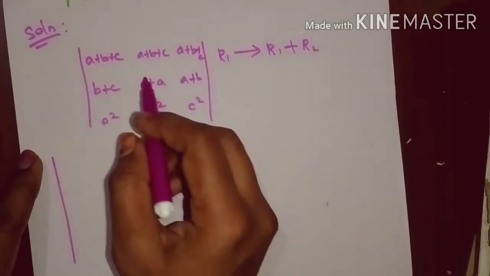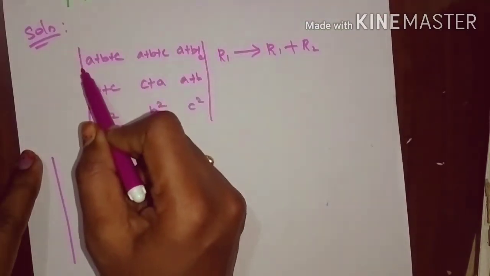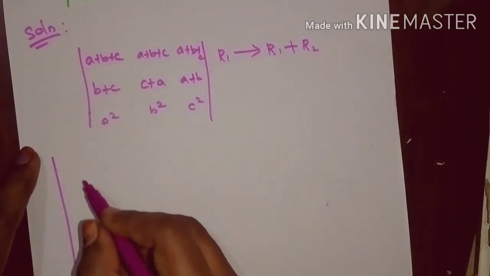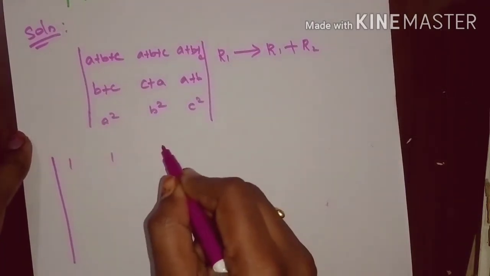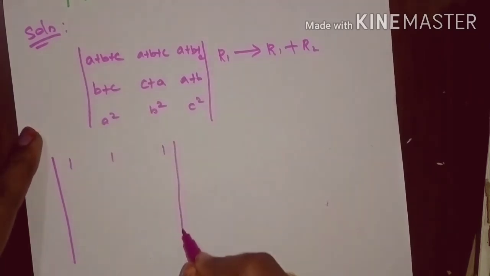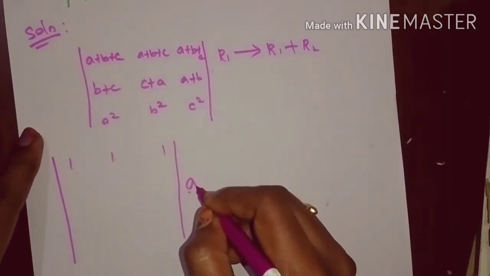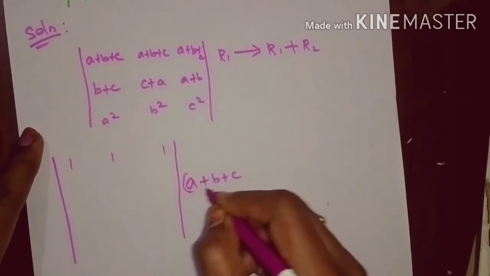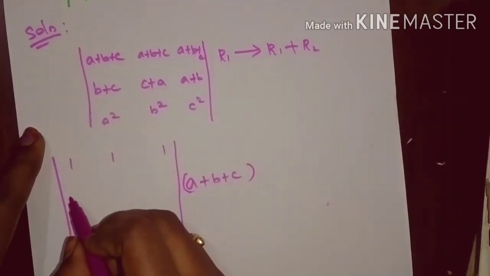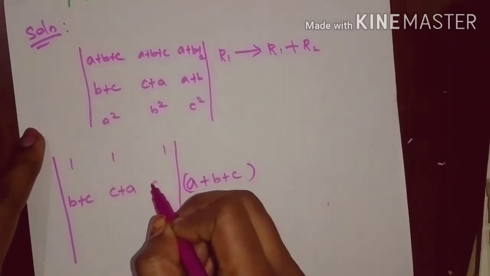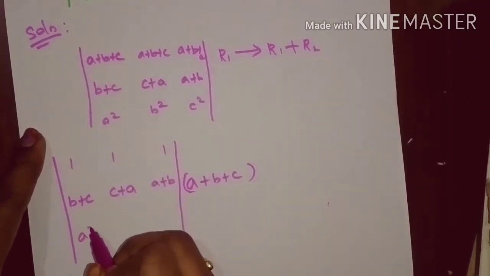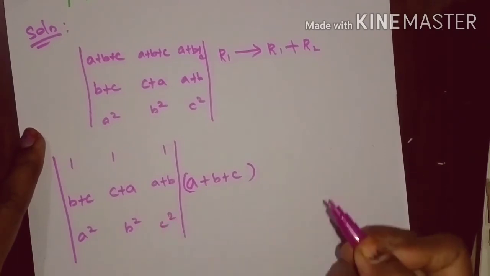Here I am going to take a plus b plus c common outside the determinant. So your determinant would be 1, 1, 1. I am taking the common value a plus b plus c from the determinant, and the remaining rows retain as they are: a, b, c, a square, b square, c square.